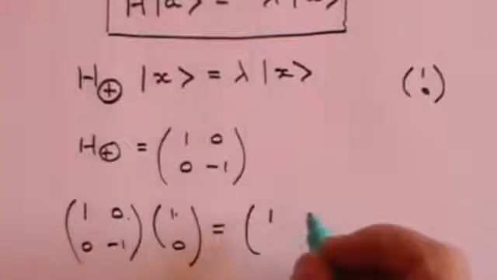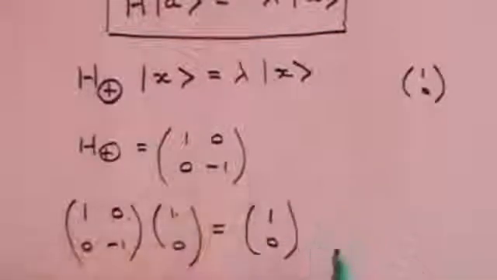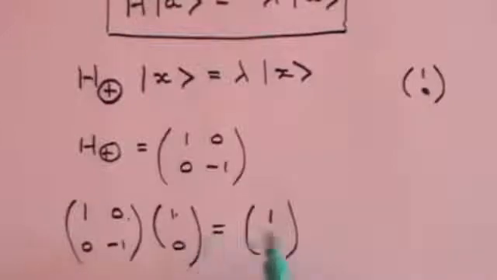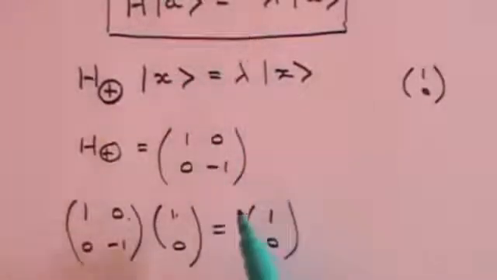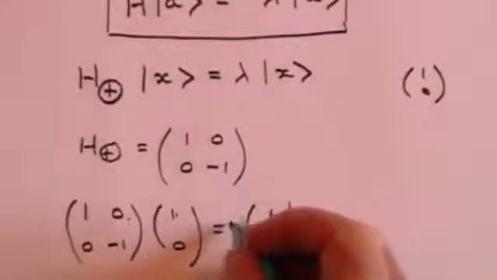And now you've got to remember your matrix times vector multiplication rules. It's 1 times 1 plus 0 times 0 is the top number. Well, 1 times 1 plus 0 times 0 is 1. And then for the bottom number, it's 0 times 1 plus minus 1 times 0. Well, 0 times 1 is 0. Minus 1 times 0 is 0. That's 0. That vector and that vector are exactly the same, which is what we expected to get here. What is the number in front? It is simply plus 1. It is a real number, it is simply plus 1.